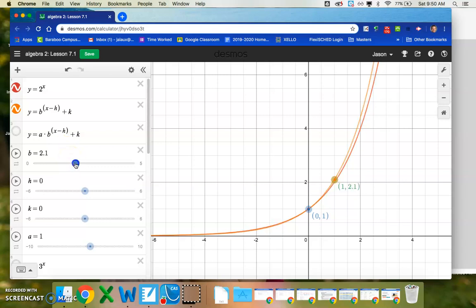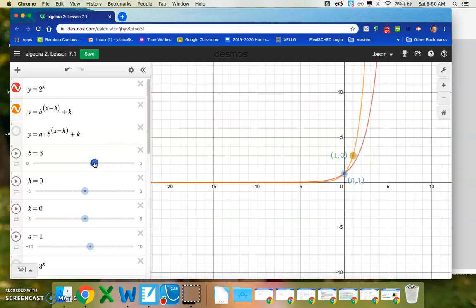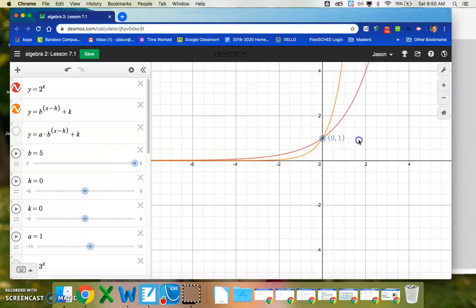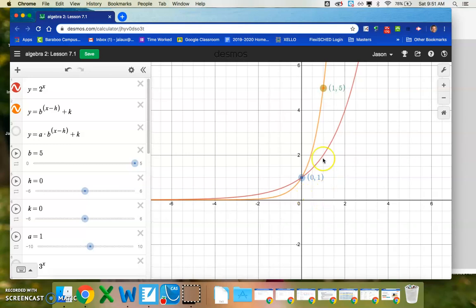Right now, as I move the b value, as I change the base, we notice that the bigger the base gets, the faster the graph increases. If I change this all the way to 4.1, or we'll go to 5 here, looking at the distances, when I go 1 unit to the right, I'm now going up 5 units. On the parent function, I went 1 unit to the right and only went up 2, as you can see here. So the difference is that the b value distinguishes how fast you are increasing, in this case, when the b value is greater than 1.